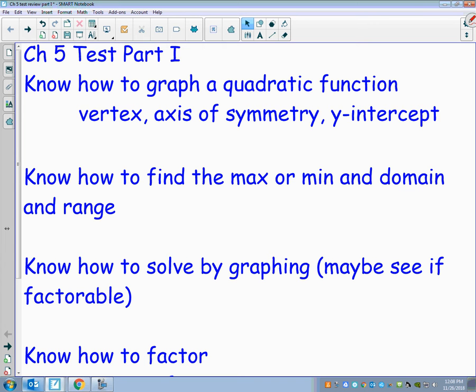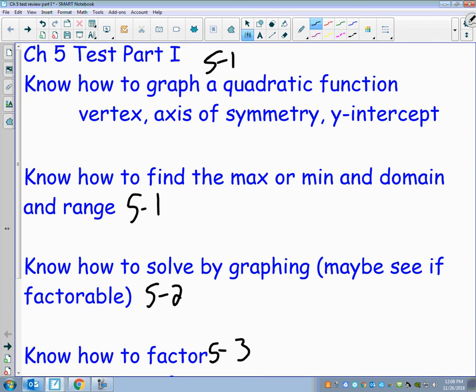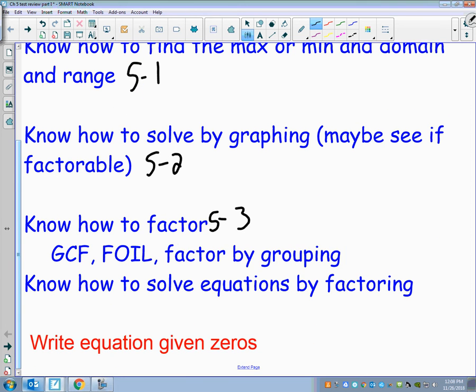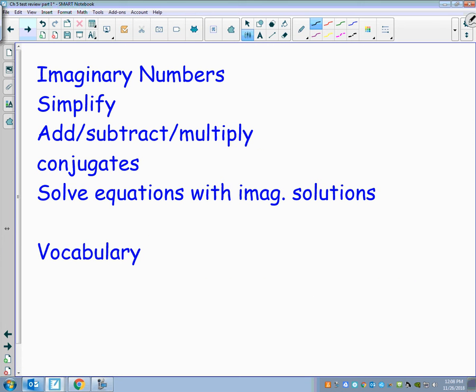If you want to go back and look at the sections, this was 5-1, this was 5-1, this was 5-2, this was 5-3. The ways to factor, you definitely want to look at that. This was 5-3 as well. And then we ended this with imaginary numbers. And so all of this is from 5-4 and then just some vocabulary. Most of the vocabulary shows up in the directions, in understanding what it's asking you to do.